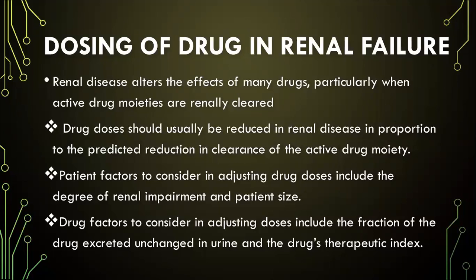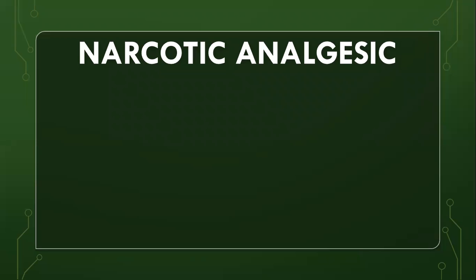Patient factors to consider in adjusting drug doses include the degree of renal impairment and patient size. Drug factors to consider in adjusting doses also include the fraction of the drug excreted unchanged in urine and the drug's therapeutic index. Now, my subtopic is narcotic analgesic.